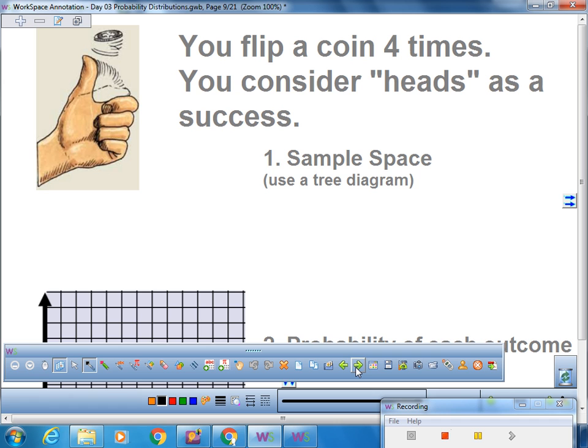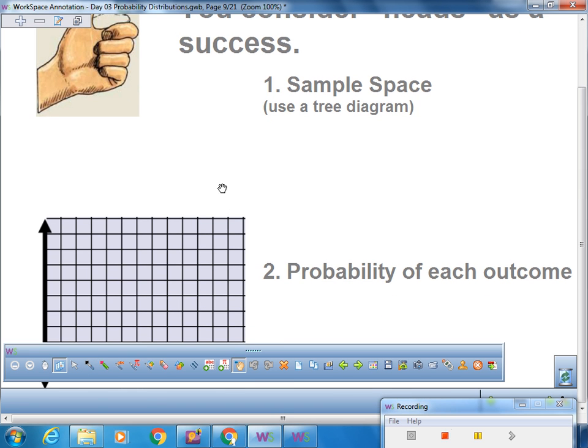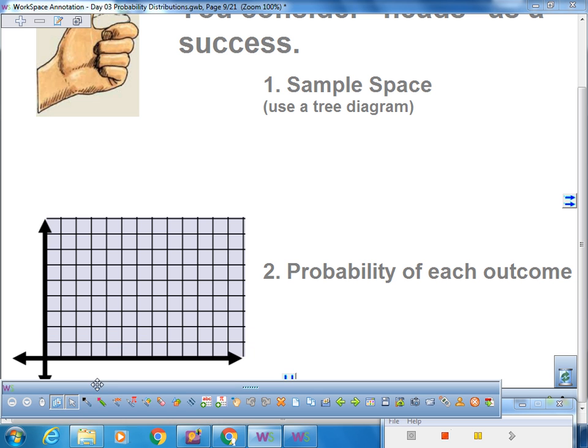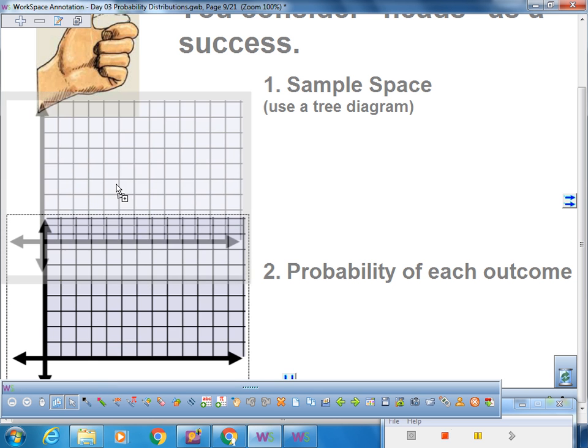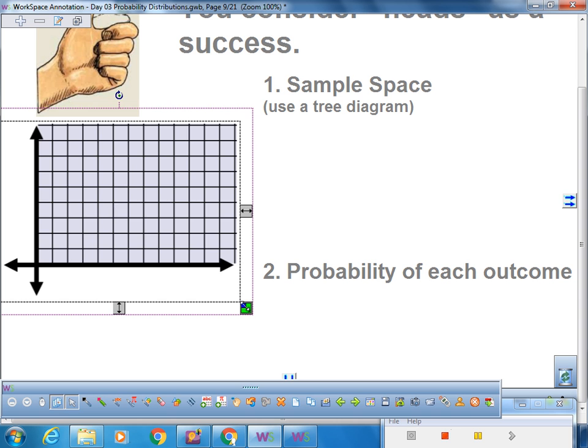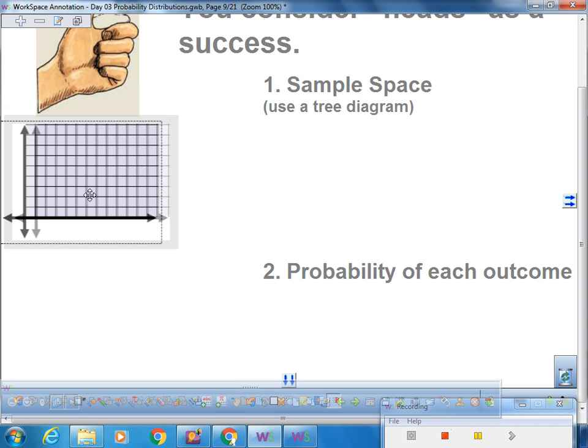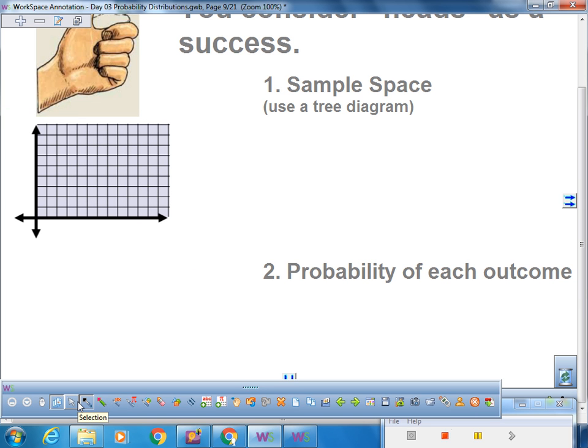Let's flip a coin. Okay, there's one very similar to this on your homework. 50-50. I'm going to do this one a little bit more complicated. Sample space first. Actually, before I talk sample space, it's about probability.